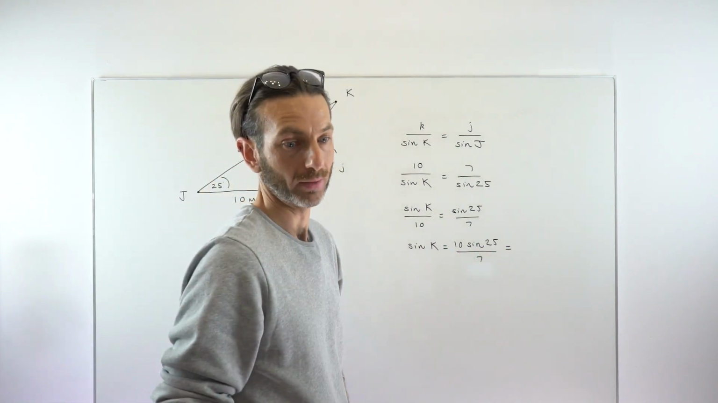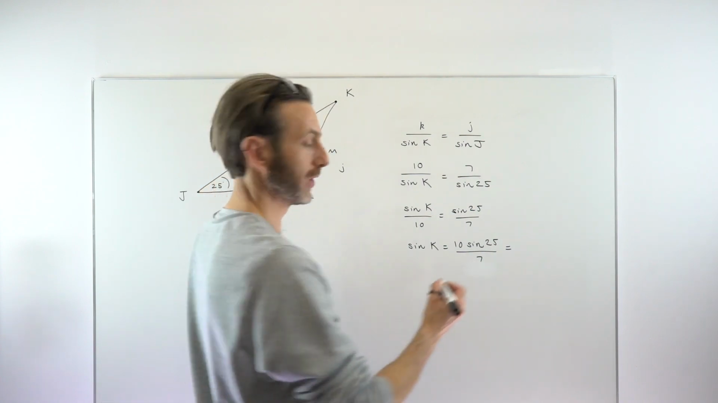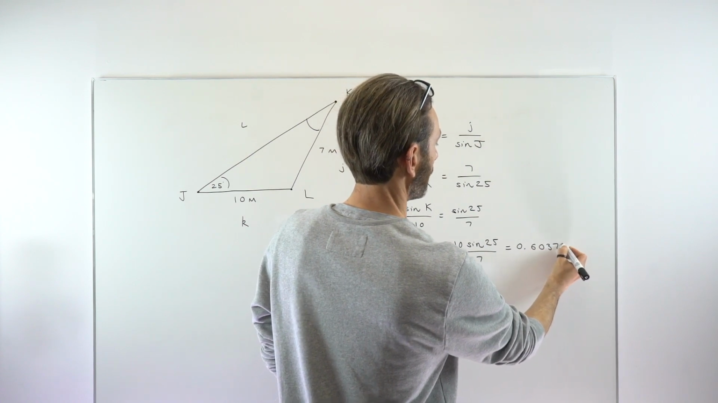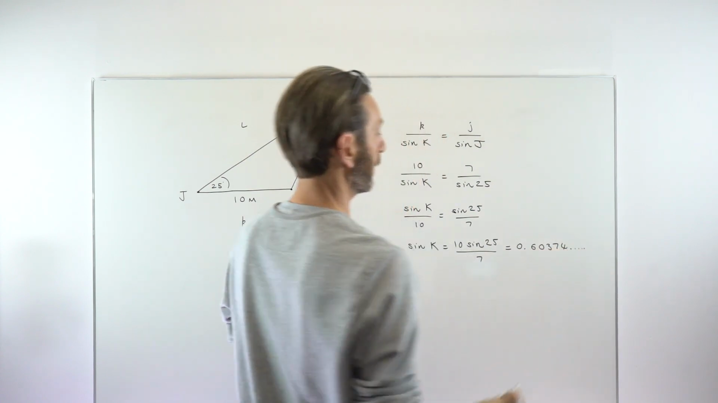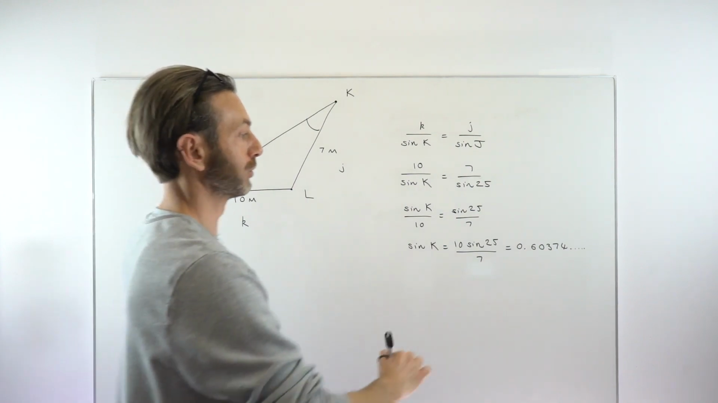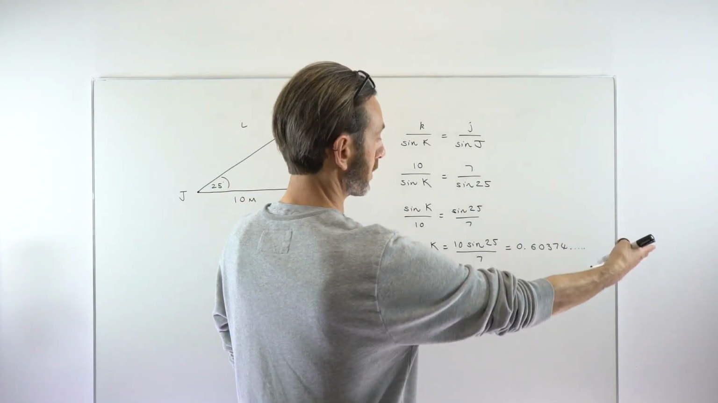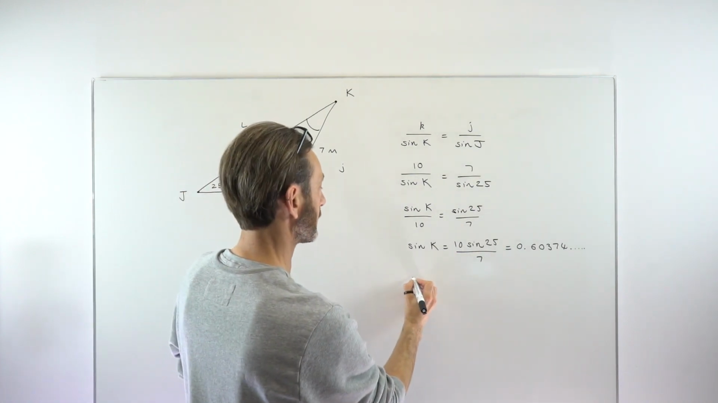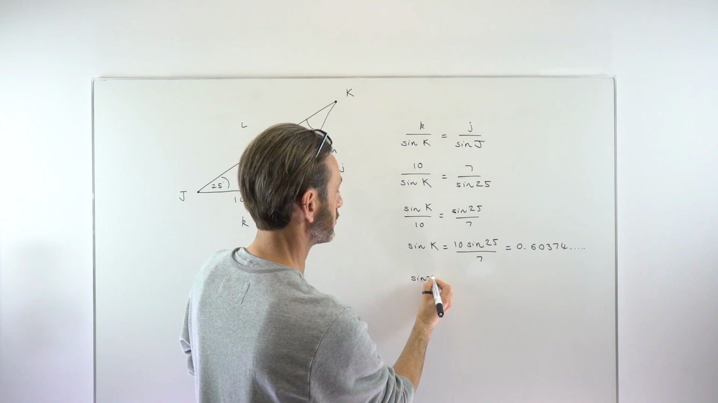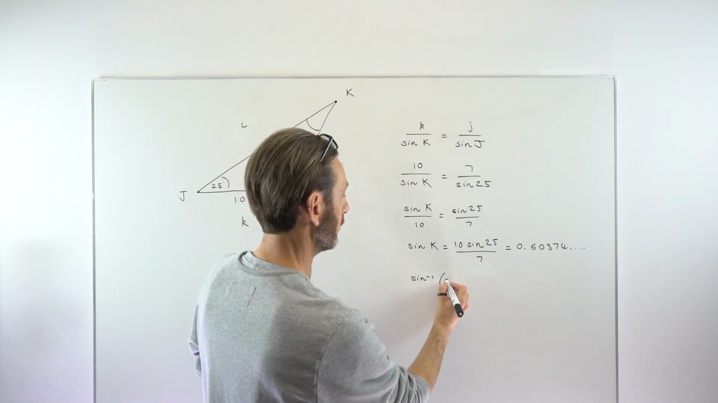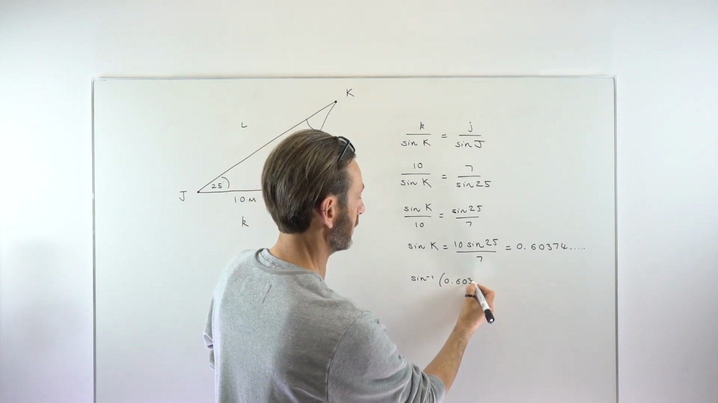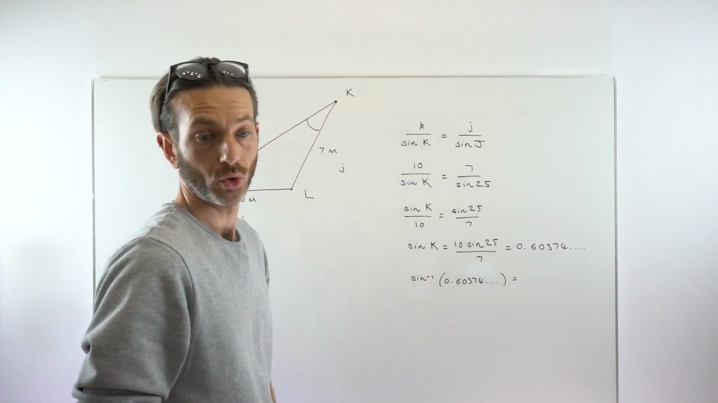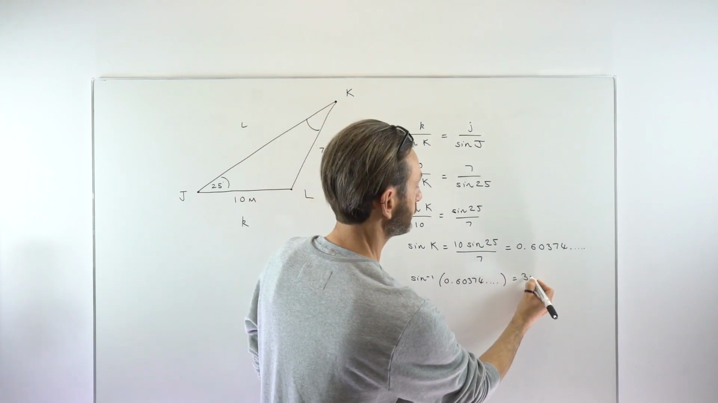I did this one earlier and it came out to be 0.60374. Remember those decimals will probably in most cases carry on forever. So we need to use either the full number or at least 4 or 5 decimal places in these. So the next step is to use the inverse of that number. So sine inverse of 0.60374, etc. And that comes out to be 37 degrees.